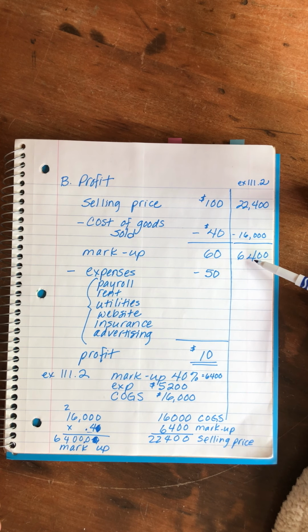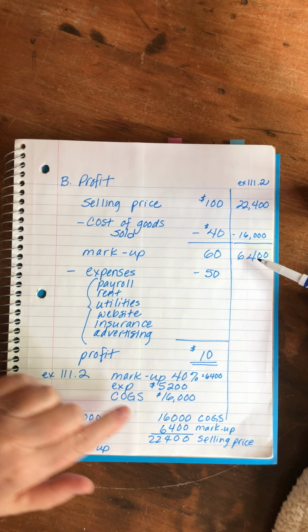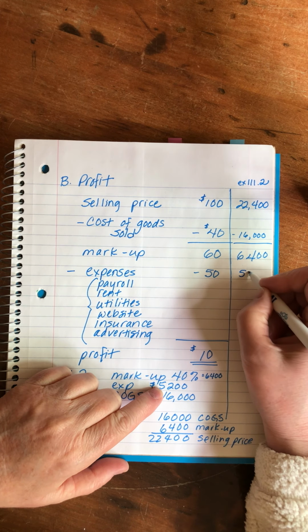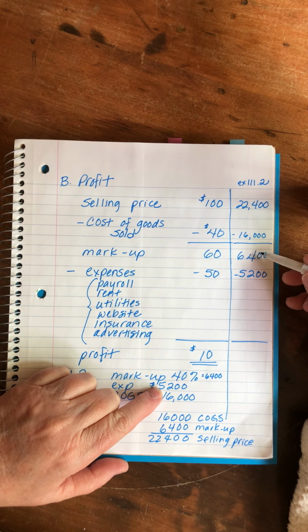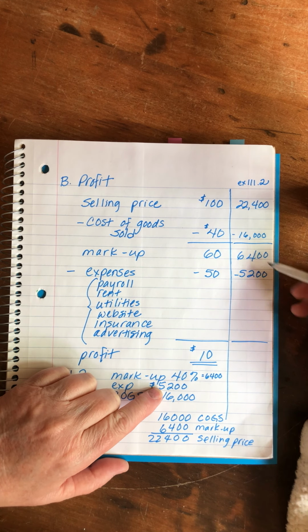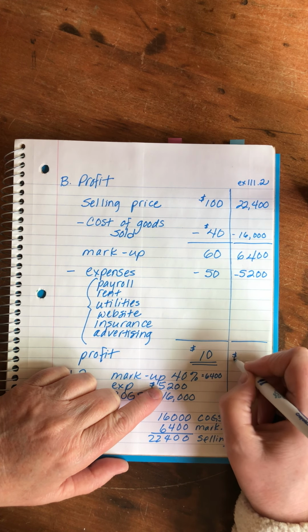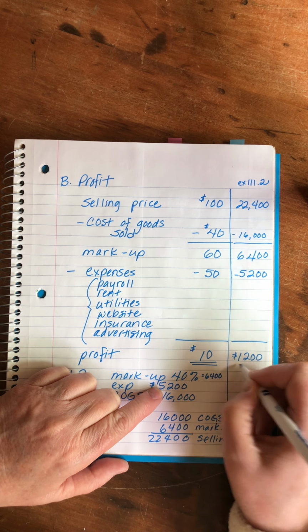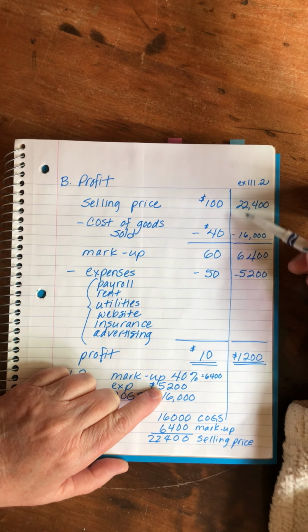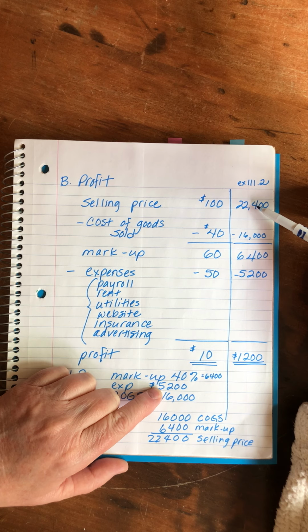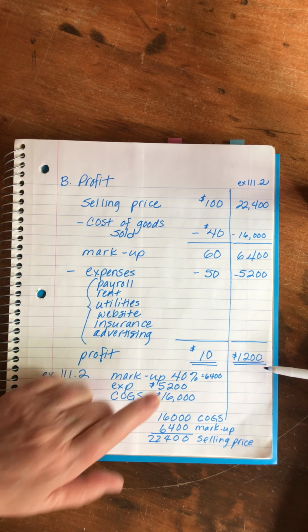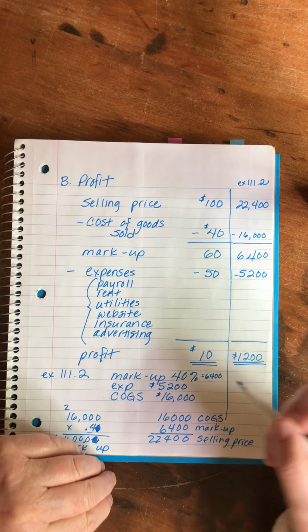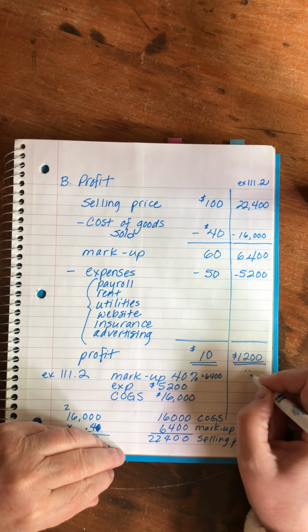So there's our markup. Now how much are our expenses? $5,200. So we subtract those, and our profit will be, ooh, not that much, right? $1,200. So on sales of $22,000, we actually earned just over $1,000. Good to know, right? And this is the right answer.